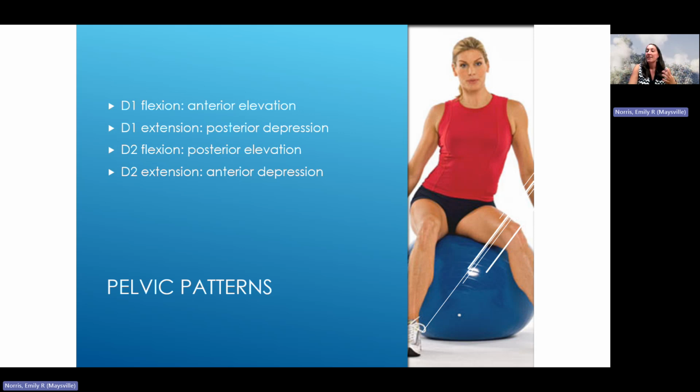I do find that unless somebody's lying on the table and you're moving their pelvis for them, one of the best positions for somebody to work on some of these is sitting on a ball and moving their pelvis forward and backwards, side to side. Some of that can help them work on dissociation and being able to do one thing with one set of muscles versus the other. So that's why I had that picture there. I feel like that's a good position for working on these pelvic patterns.